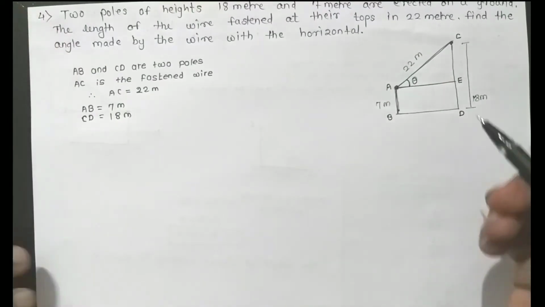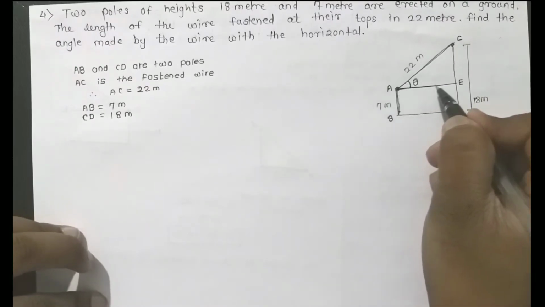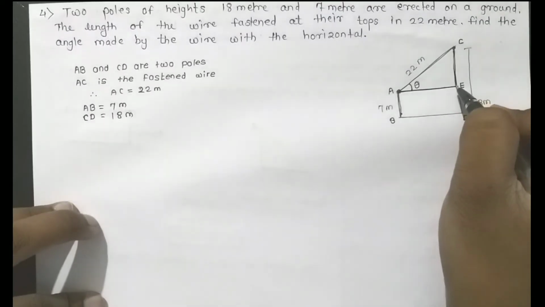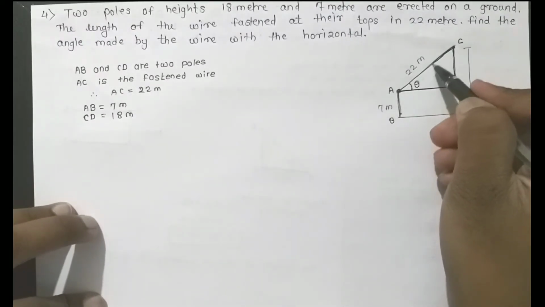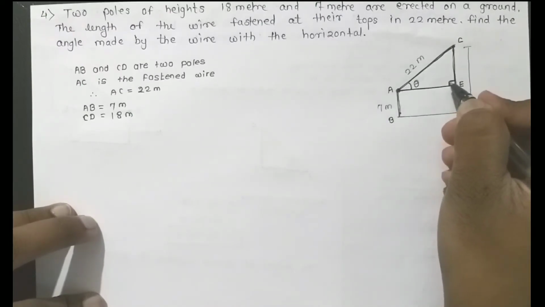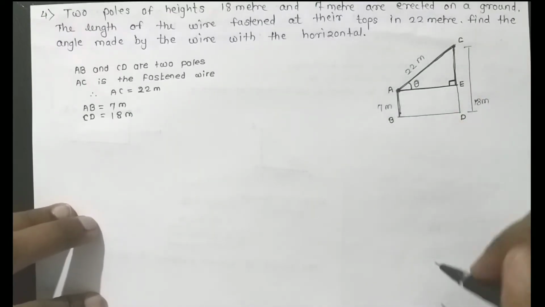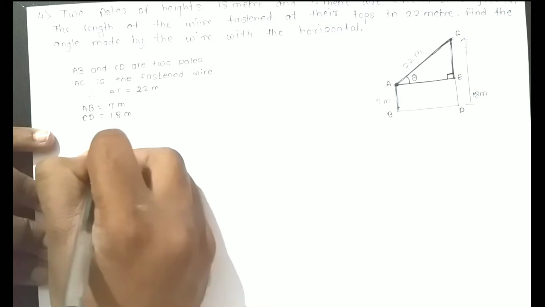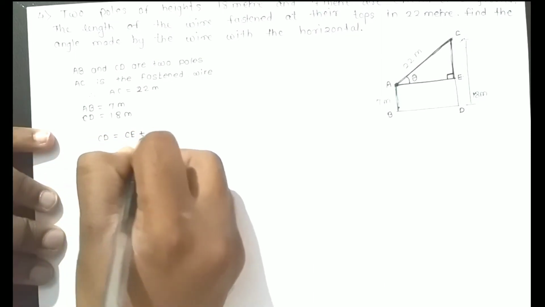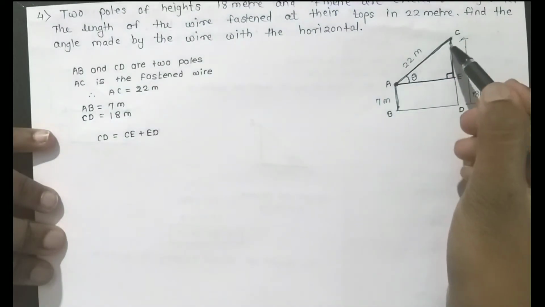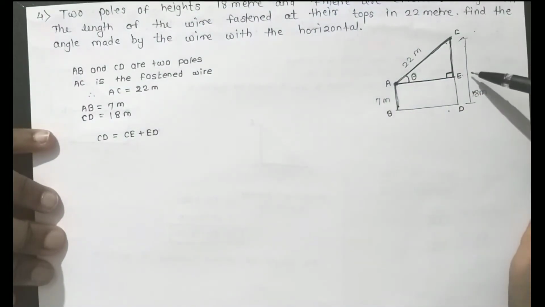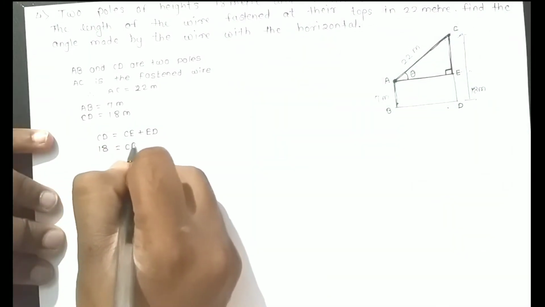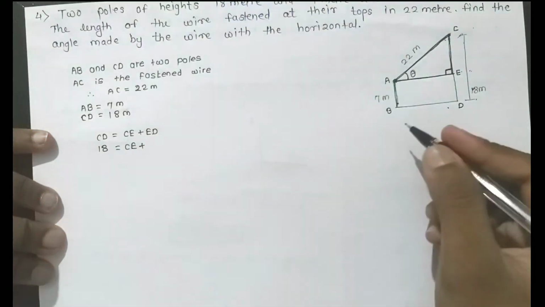Okay. Then I don't know the value of AE and CE also. I only know the hypotenuse, that is AC, in this upper triangle. So I find CE first. So I write CD is equal to CE plus ED. CD is equal to 18, CE as it is, and ED.